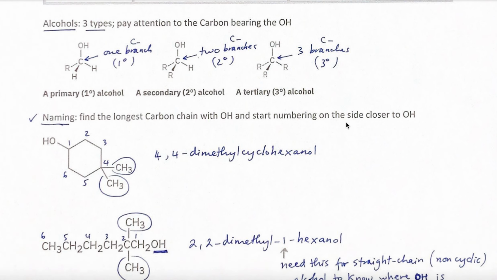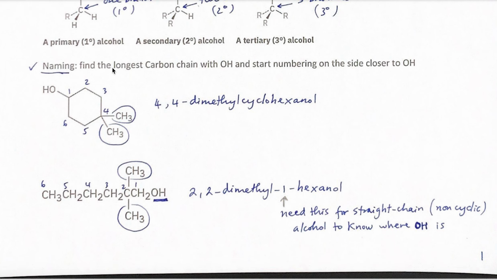All right, now let's name. Find the longest carbon chain with OH and start numbering on the side closer to OH. Now, if it's a cyclo, obviously that's number 1. And then you go this way, 2, 3, 4. It doesn't matter which way you go, you end up at number 4 anyway, so that's good. So we got 4, and we have another 4 because we got 2 of them. That's what we call 4,4-dimethyl. And it's a cyclohexanol because it's an enclosed structure. Notice we don't have to mention number 1, okay, because it's a cyclo.